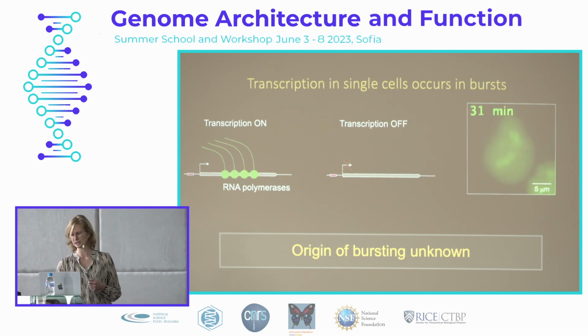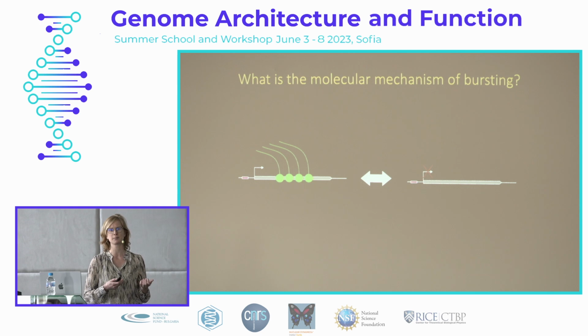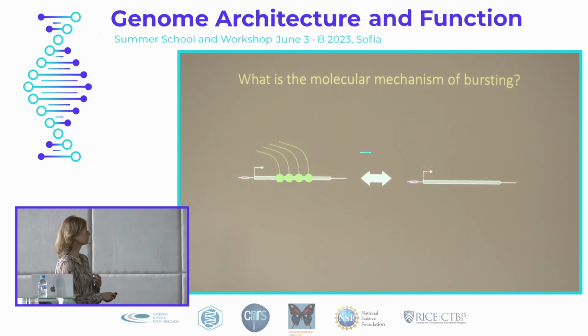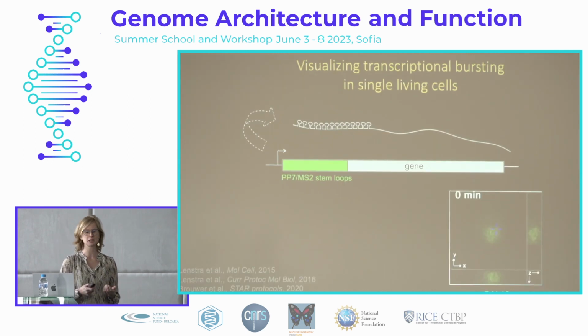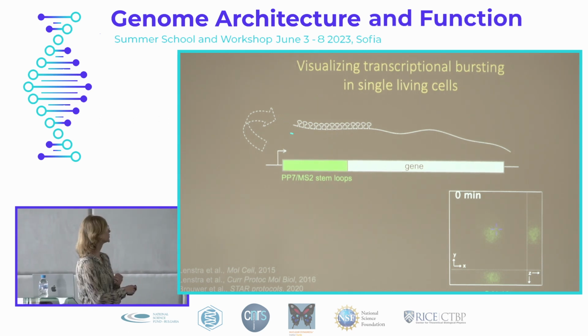And so in our lab in the last 5-6 years or so, we tried to understand the molecular mechanism of this bursting and how cells switch from this active state to this inactive state and back. To do this, we used a live cell imaging approach that was developed by Rob Singer's lab, where you introduce repeat sequences called PP7 or MS2 into an endogenous gene. When these are transcribed, they form hairpin loops.